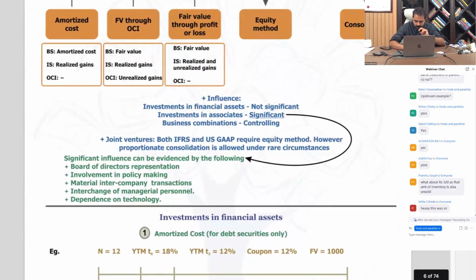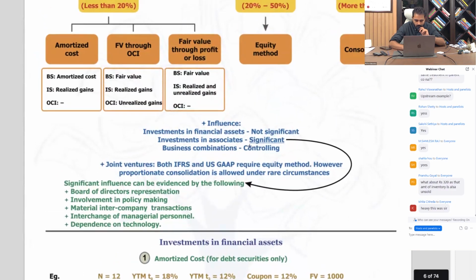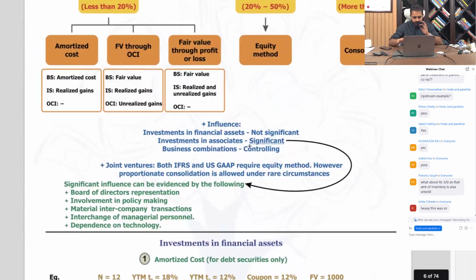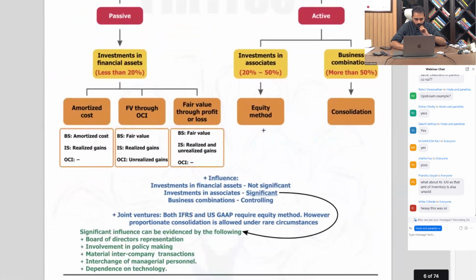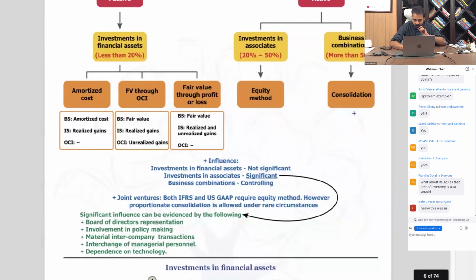Now, let's try not to spam the chat box. Come on, be with me. I will highlight important theory points. If you have something to write, you can write this along with me. This flowchart from the notes we've already done: amortized cost, FVOCI, FVPL, equity, consolidation.